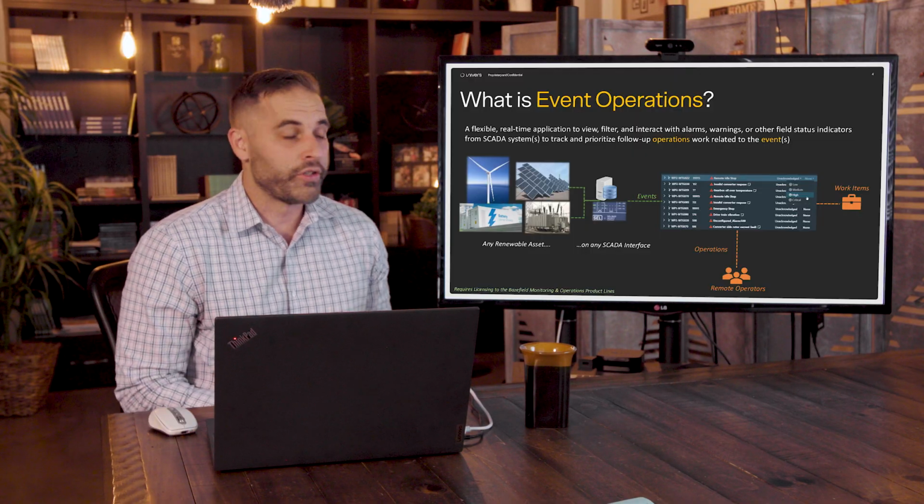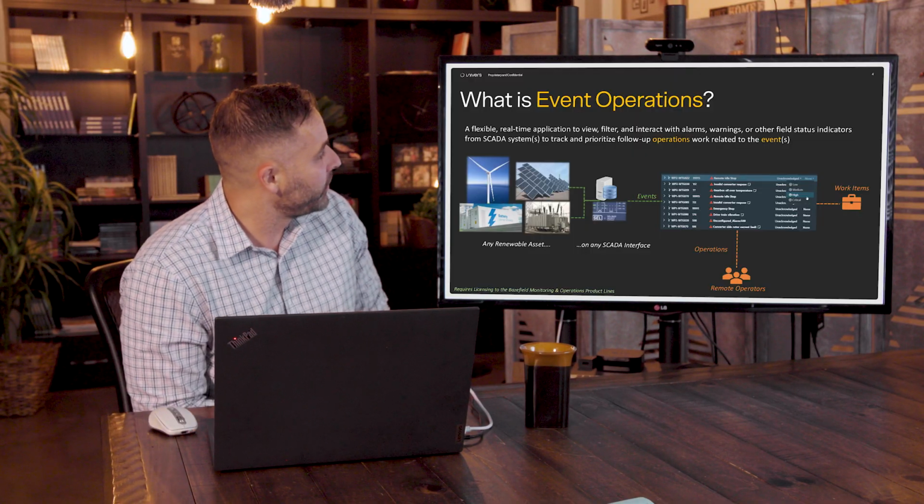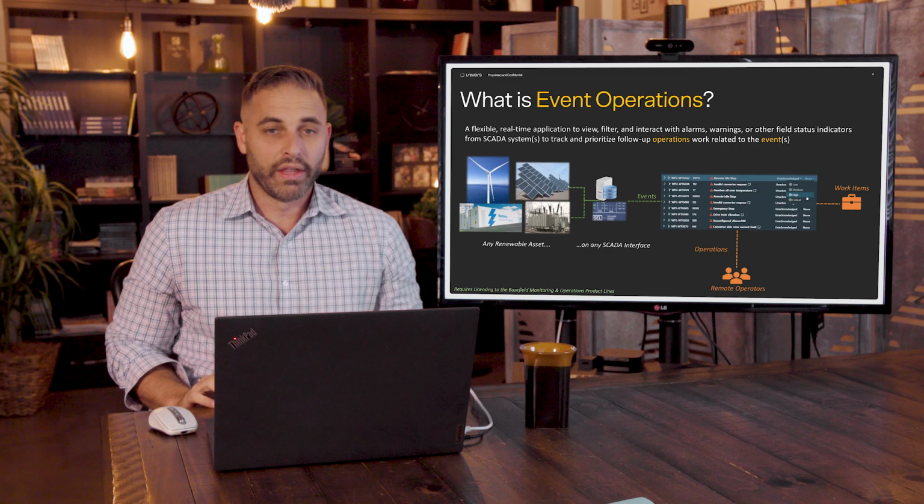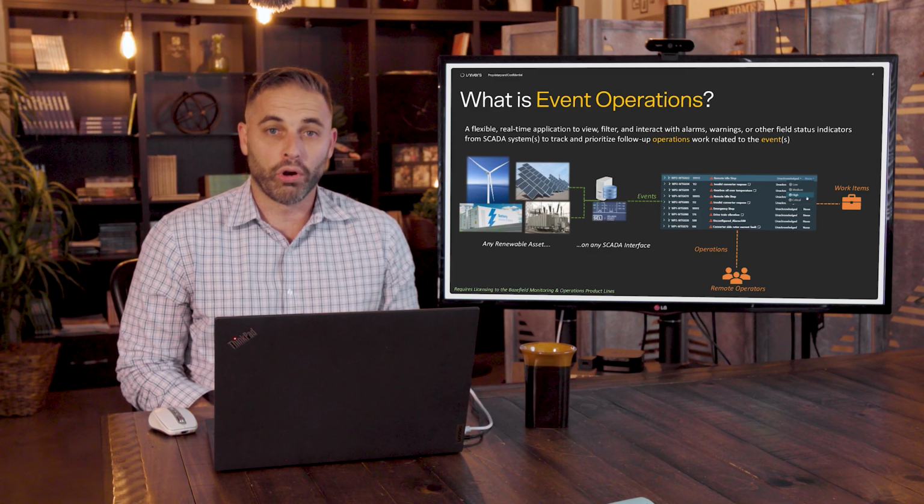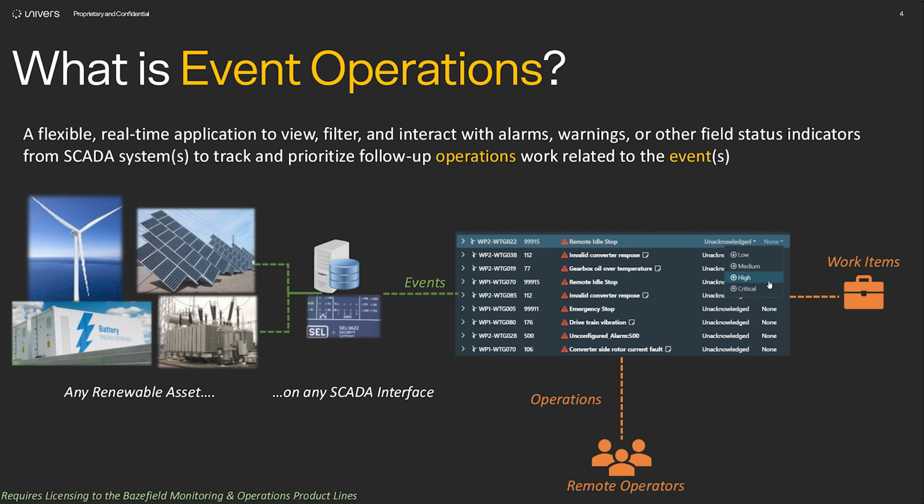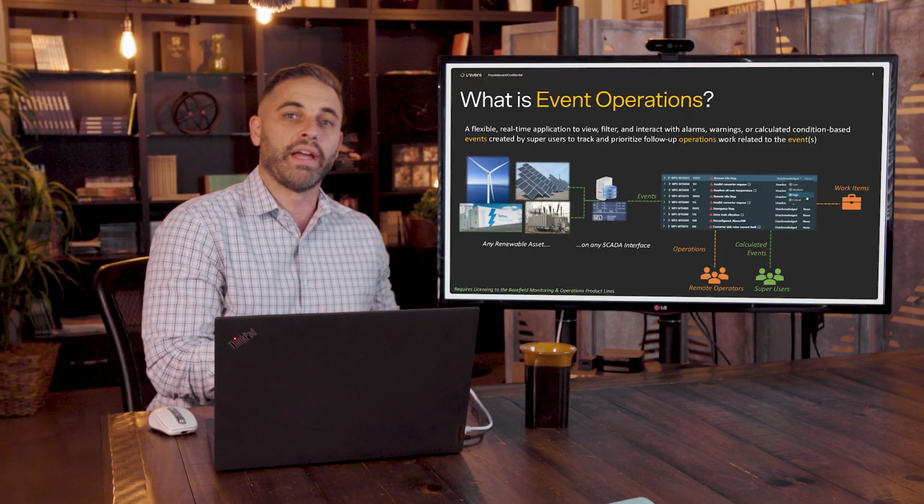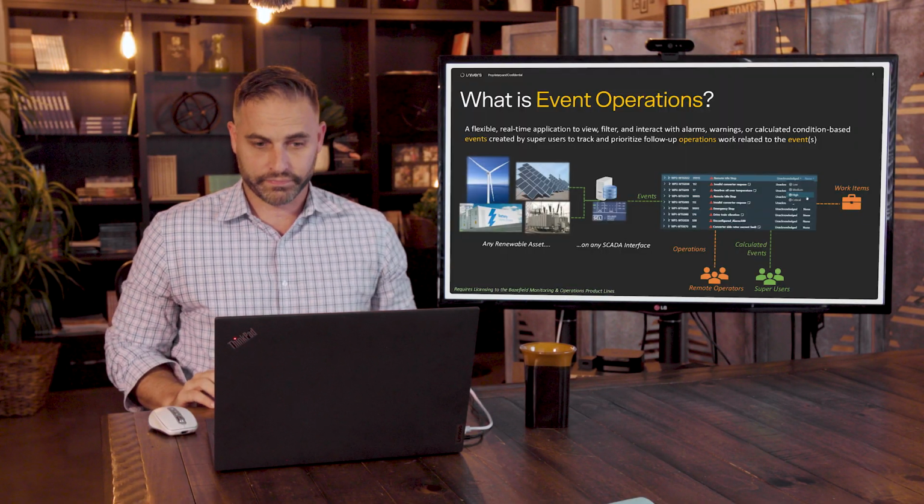So what is Event Operations? Well, to put it plainly, Event Operations is a flexible, real-time application to view, filter, and interact with alarms, warnings, or other field status indicators from any SCADA system or any device. It then allows you to track and prioritize these events into work items. These events, though, don't just have to be raw telemetrized events from a SCADA system. These could be calculated events from a super user that wants to set thresholds and create custom alarms and manage them the same way that the telemetrized events are being managed.